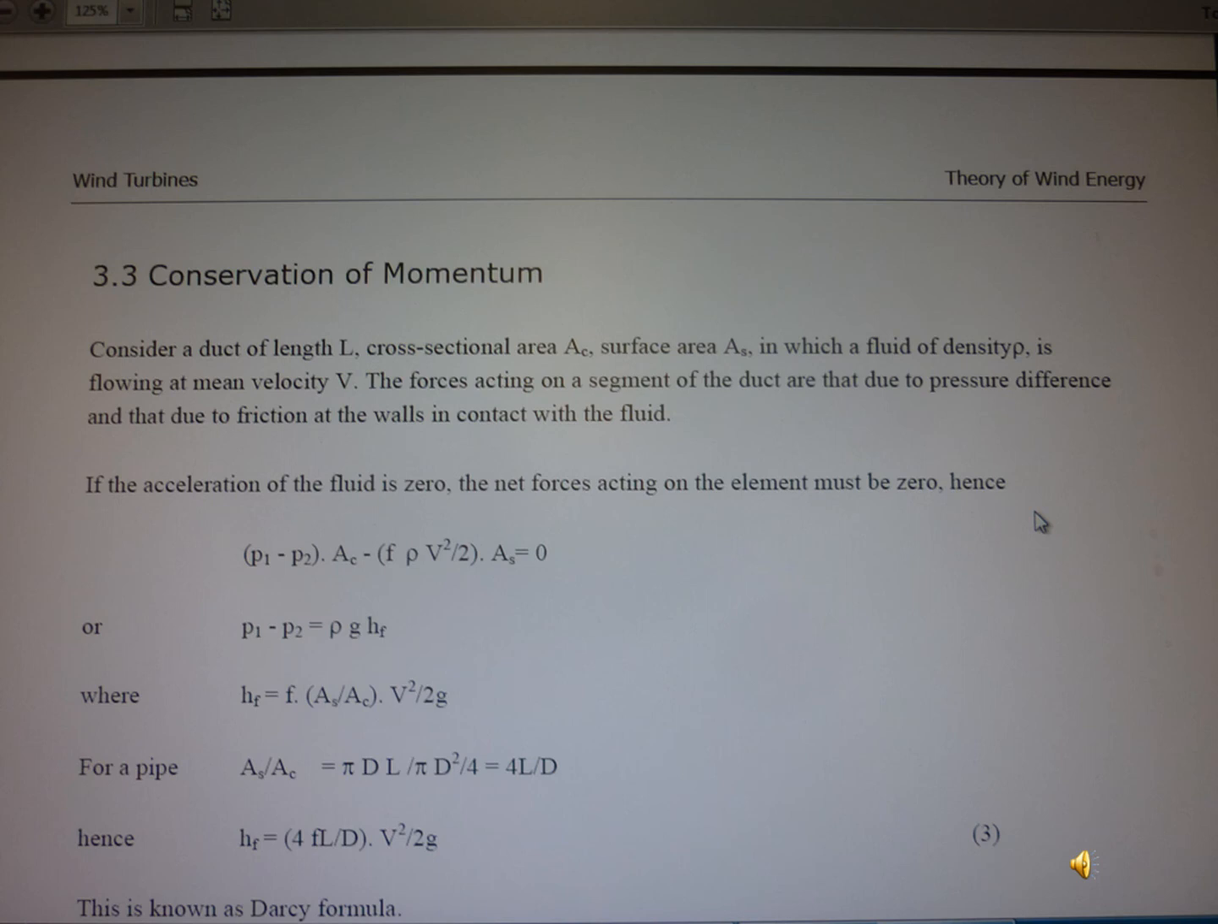So in this case, P1 minus P2 equals rho g hf, and hf equals f multiplied by AS divided by AC multiplied by V squared divided by 2g. For a pipe, AS by AC equals pi D L divided by pi D squared over 4, which gives 4L divided by D. So in this case, hf equals f multiplied by 4L divided by D multiplied by V squared divided by 2g. So this equation is the conservation of momentum.